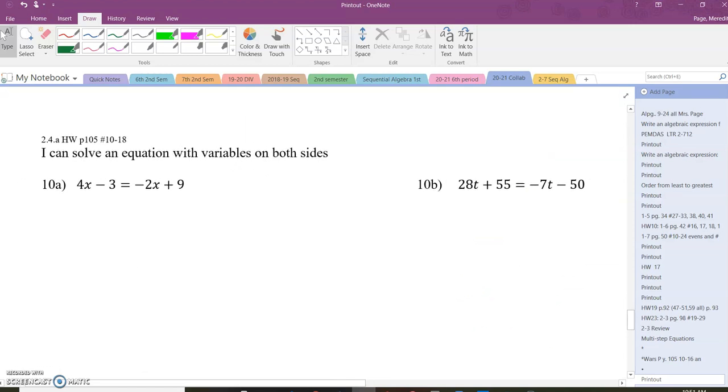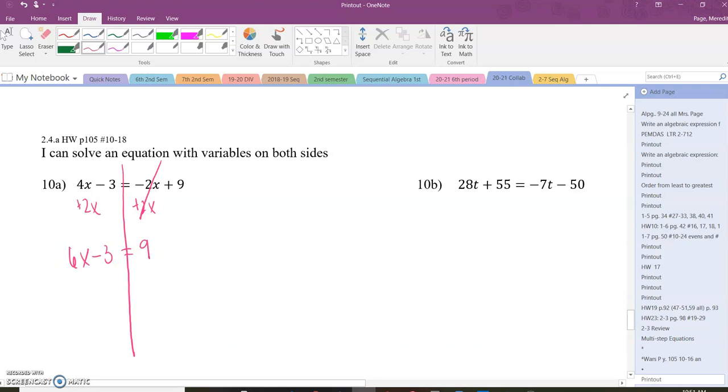So this is variables on both sides equation. So I'm going to go ahead and I'm going to do 10a. So I have 4x minus 3 equals negative 2x plus 9. What you'll notice is the variables are on both sides. I always want my variables on the left side. So how am I going to move a negative 2x to the left-hand side? I'm going to add 2x. So you get 6x minus 3 equals 9.